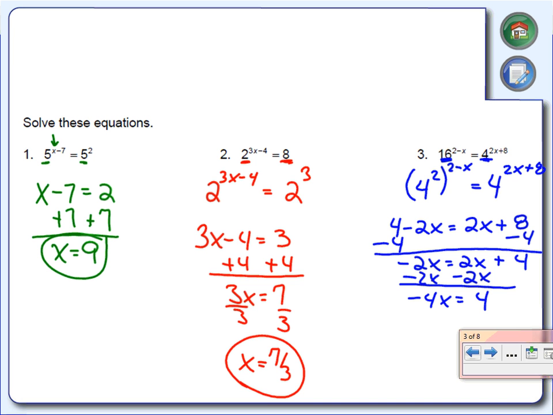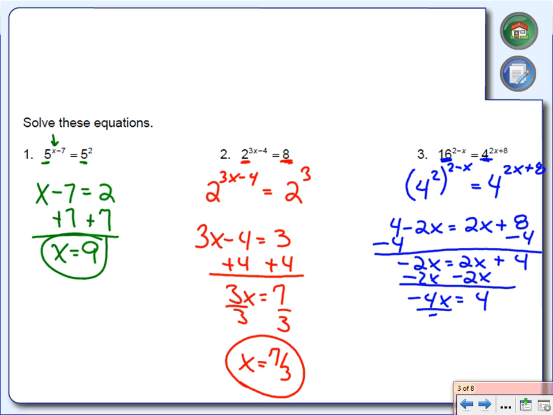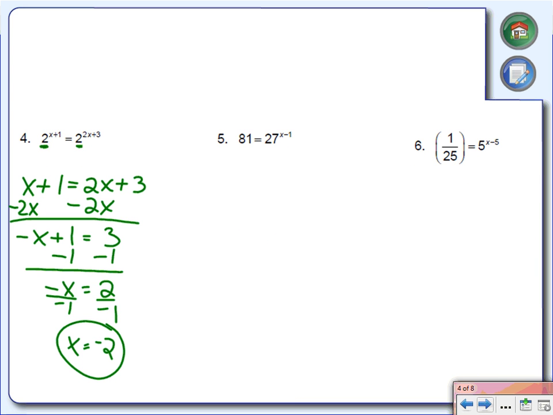Then I'll go ahead and divide by the negative 4. And a 4 divided by a negative 4 turns out to be a negative 1. So the solution to number 3 is negative 1. So again, the tricky part here is figuring out how to rewrite the 16th. Once we have it rewritten, then it's just a matter of taking the two exponents, setting them equal to each other, and solving. But it is a little tricky, especially some of the bases that we're going to come across.